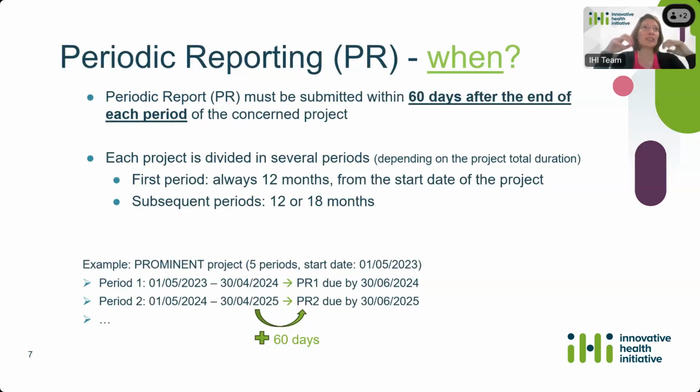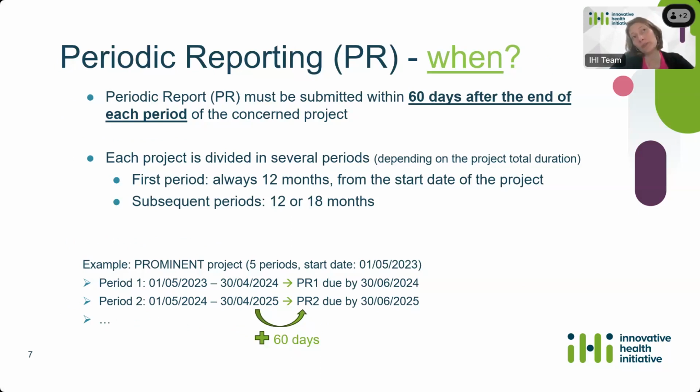Actually, each project is divided in several periods, as you know, depending on the total duration of the project. The first period is always 12 months from the start of the project, and then the subsequent periods are either 12 or 18 months. So if we take, for instance, the example of prominent projects, it's a project with 5 periods, and it starts the 1st of May 2023.